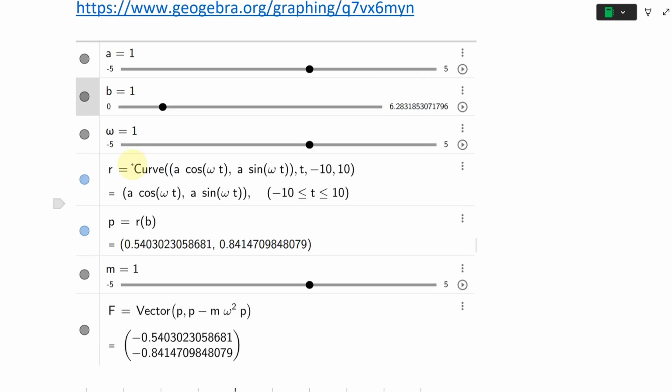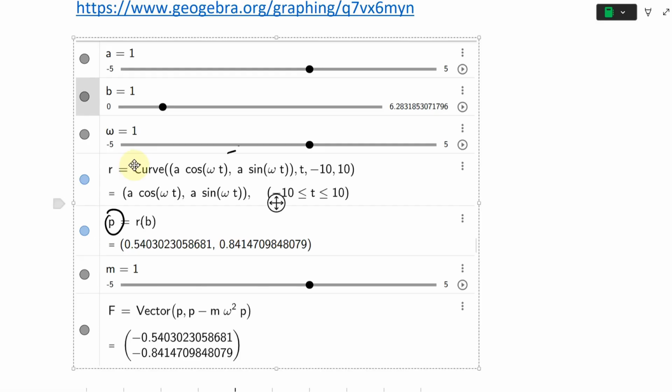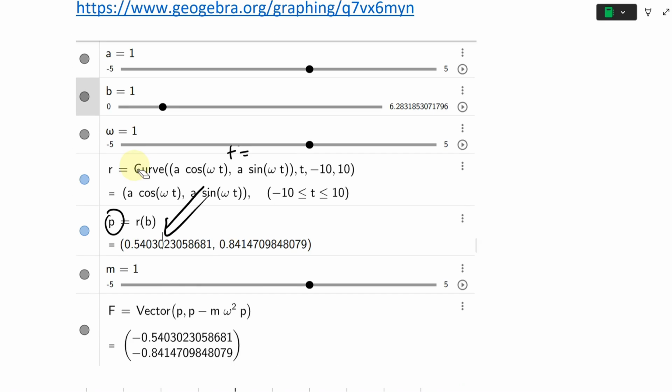So for example, if you put b for the position vector, I mean for the position p equals r where t equals b, you get this part right here. So you just plug that inside. All right, so I'll erase these and so on.